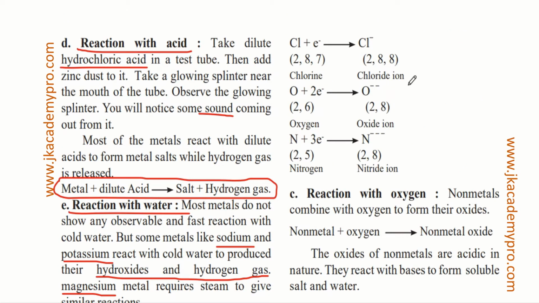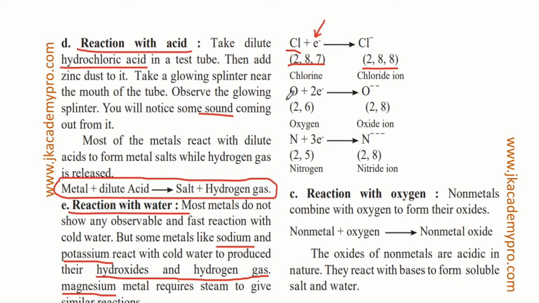So here are a few examples of non-metals forming their respective anions. The first example is of chlorine. Chlorine has an electronic configuration of 2, 8 and 7. The last shell of chlorine, that is the valence shell, has just 7 electrons. And to form an octet, that is 8, it requires 1 electron. So it will acquire this 1 electron. Because it acquires just 1 electron, it will have just 1 negative sign. So this is the chlorine anion. And now after taking 1 electron, the electronic configuration becomes 2, 8, 8.